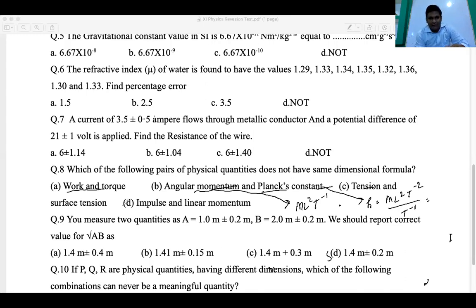Now, impulse and linear momentum. Impulse is nothing but a change in momentum. So this option, tension and surface tension, is not the same. This will be the correct answer, tension and surface tension.